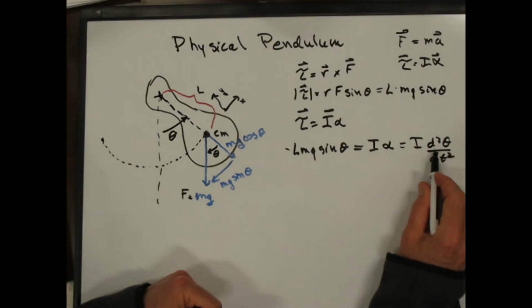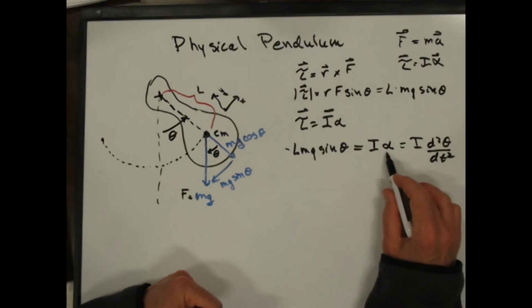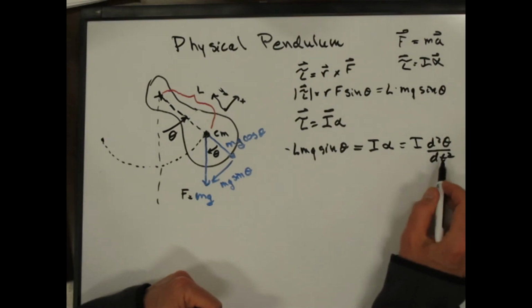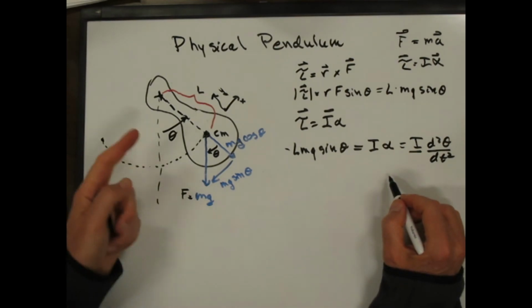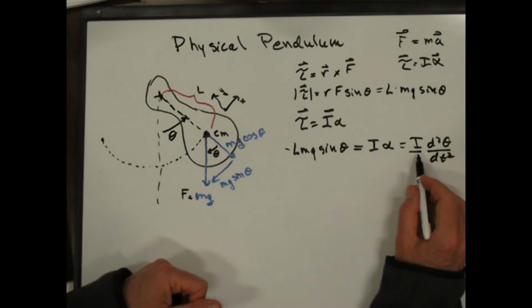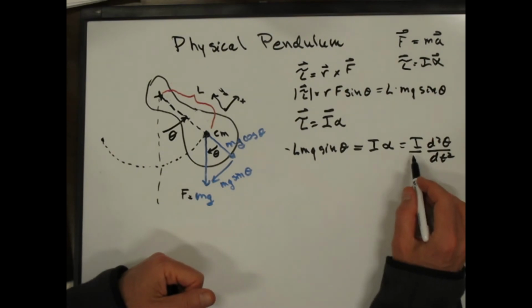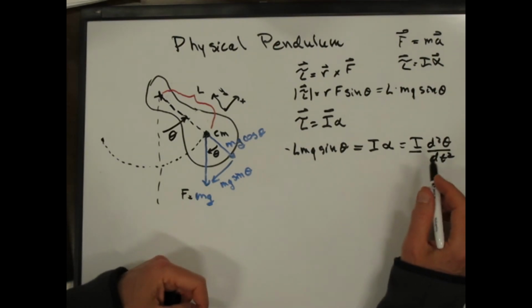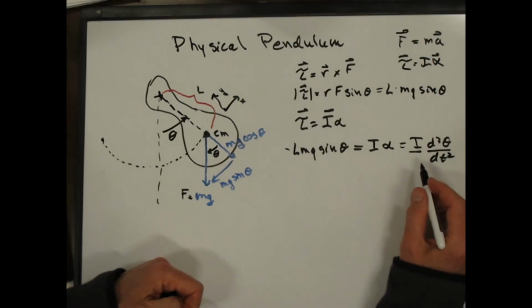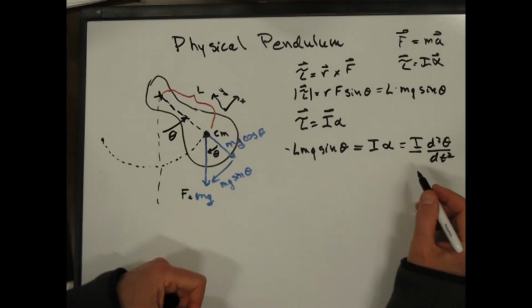Acceleration is d squared x dt squared. Angular acceleration is d squared theta dt squared. So this is that thing that's the rotational inertia. And when we did it for a sphere, it was 2/5 mr squared, that was a solid sphere. For a hollow sphere, it was 2/3 mr squared. For a cylinder, it was half mr squared, a solid cylinder, and so on.